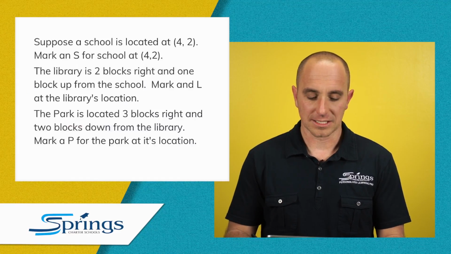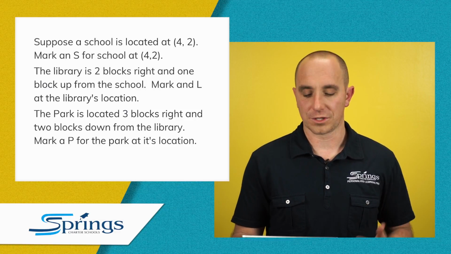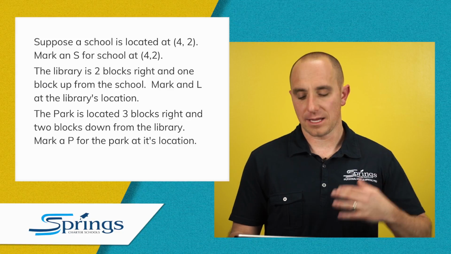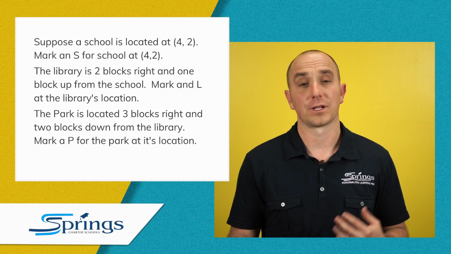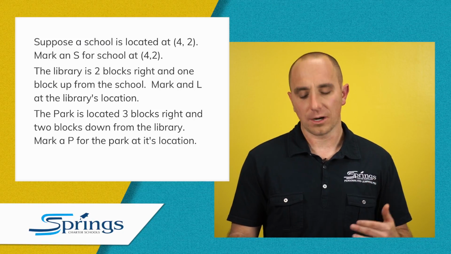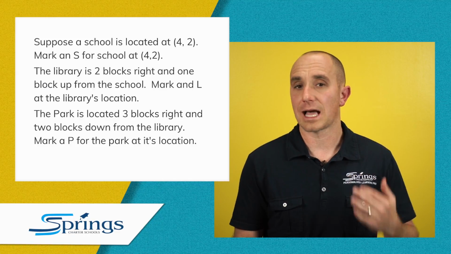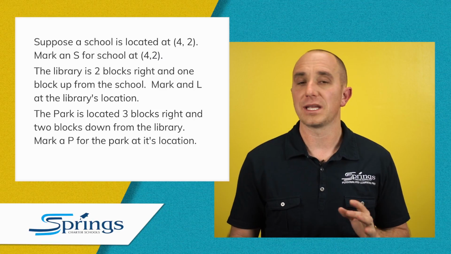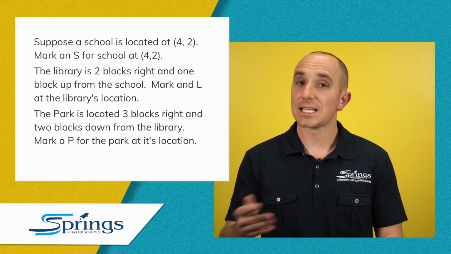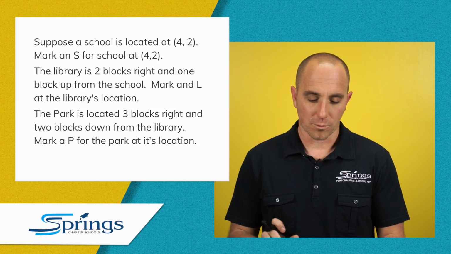Okay, let's take a look at this next one. Suppose the school is located at 4, 2. So we're going to mark an S for school at 4, 2. Then we're going to have a library, and that is 2 blocks right and 1 block up from the school. So we're going to mark an L for the library at that location. And then the park is located 3 blocks right and 2 blocks down from the library, and we're going to mark a P at that location. So now we're finding one point and then finding all the rest based on that location. All right, so I'm going to have to slide back and forth just to keep track. So the first point we're looking for is we're marking an S at 4, 2.